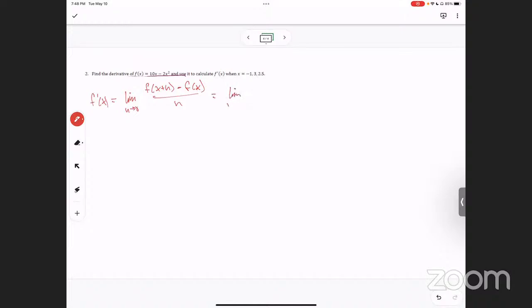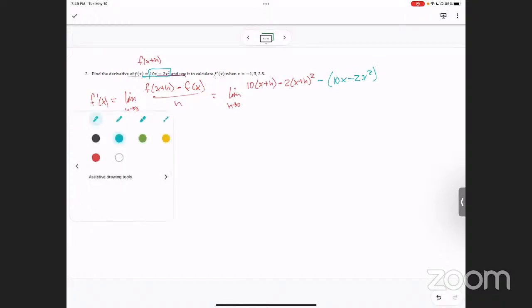Okay, we're gonna plug it in. Ready? We're gonna do the limit as h goes to 0 of, let's start plugging it in. 10 times x plus h. See how I plugged it in for x? Minus 2 times x plus h squared. That's f of x plus h. And now I'm gonna do f of x, which will be blue, minus f of x is just 10x minus 2x squared, all over h.